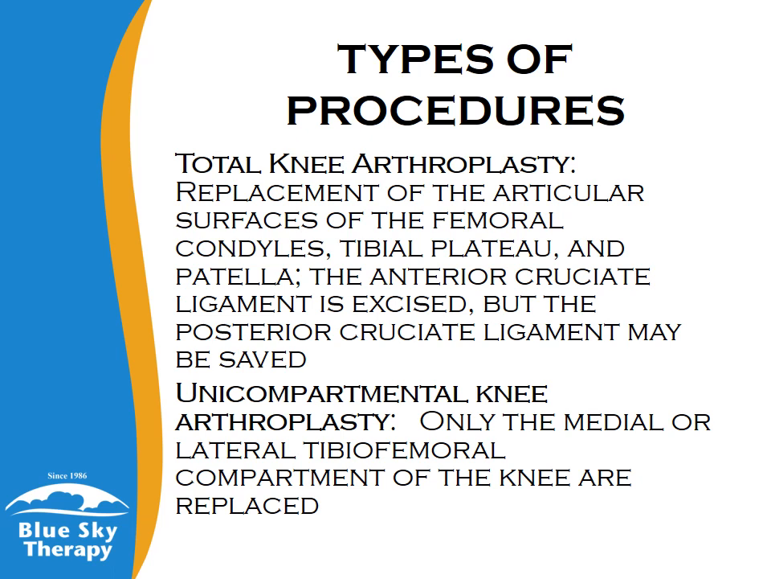The types of procedures for total knee arthroplasty are a total knee arthroplasty, which is replacement of the articular surfaces of the femoral condyles, tibial plateau, and patella. The anterior cruciate ligament is excised, but the posterior cruciate ligament may be saved. In a unicompartmental knee arthroplasty, only the medial or lateral tibiofemoral compartment of the knee is replaced.